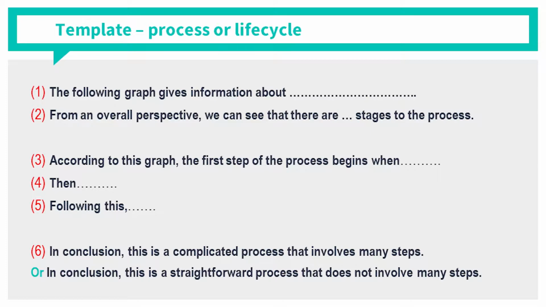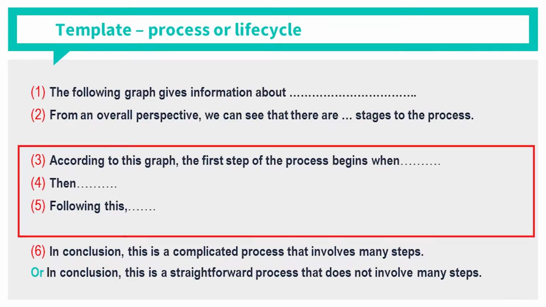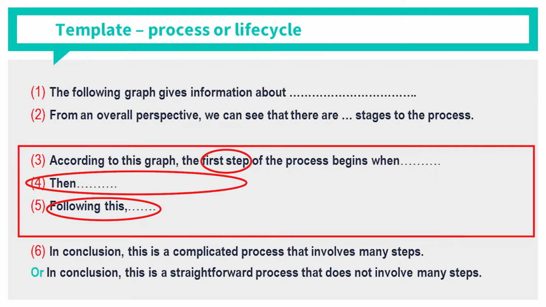Now, in the second sentence of the template, all you need to do is counting how many stages in the life cycle of the process. In the case that it's not straightforward to count exactly how many stages, you can just use multiple. Now we move into the body part of this template. 3 sentences are all you need. Essentially, we will talk about the start of the process, the end of the process, as well as one step in the middle of the process.